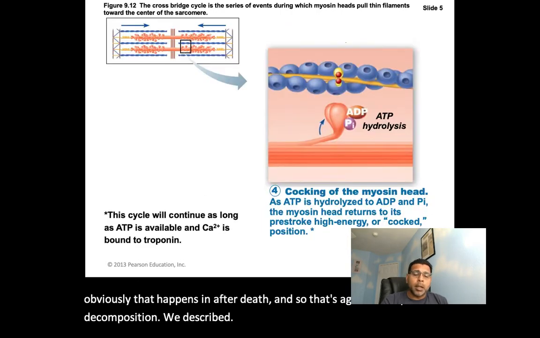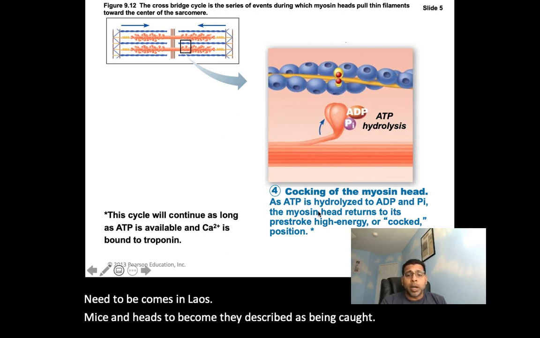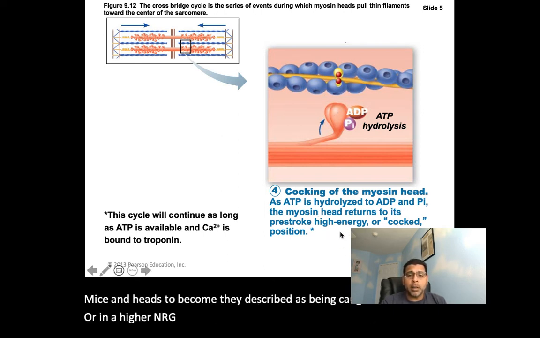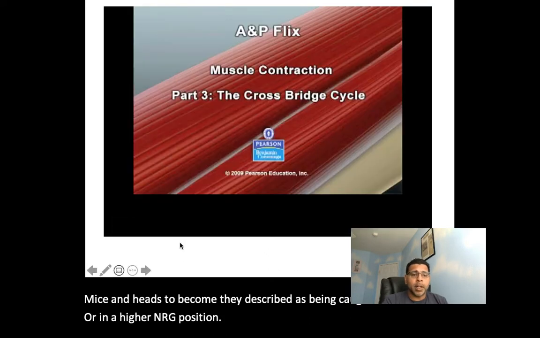And so you can see there that ATP comes in and allows myosin heads to become cocked, or in a higher energy position. So let's check this out.